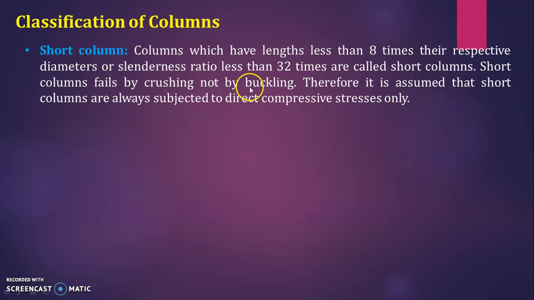Here short columns are classified mainly based on their length and diameter. If the length is less than 8 times their respective diameter or slenderness ratio is less than 32, then it is called a short column. Short columns fail by crushing, not by buckling. Therefore it is assumed that short columns are always subjected to direct compressive stresses only.